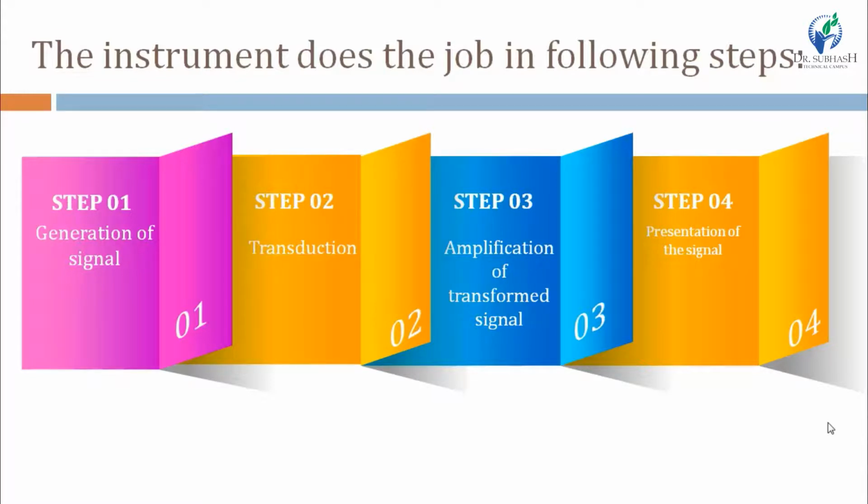So these are the main steps which are performed by any analytical instrument. First one is signal generation, then its transduction, then its amplification, and then its presentation. These are the basic concepts of instrumental analysis. In any instrument used in analysis, these 4 basic steps are performed, and through these steps, the chemical information is converted into readily, means easily observable information. Signal means nothing but the information.